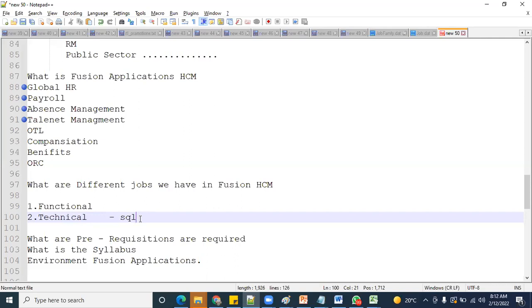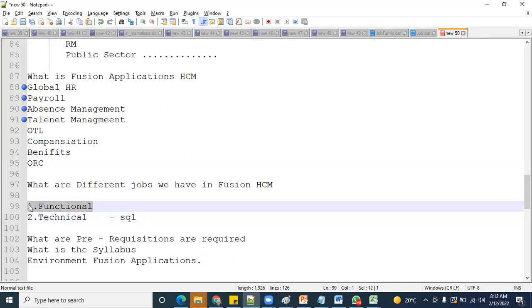So the course we are going to conduct here is a functional course. This is a human capital management functional course. It does not require any technical stuff and no prerequisites. If you are good in English, then you can easily learn this. And the market is very hot now.